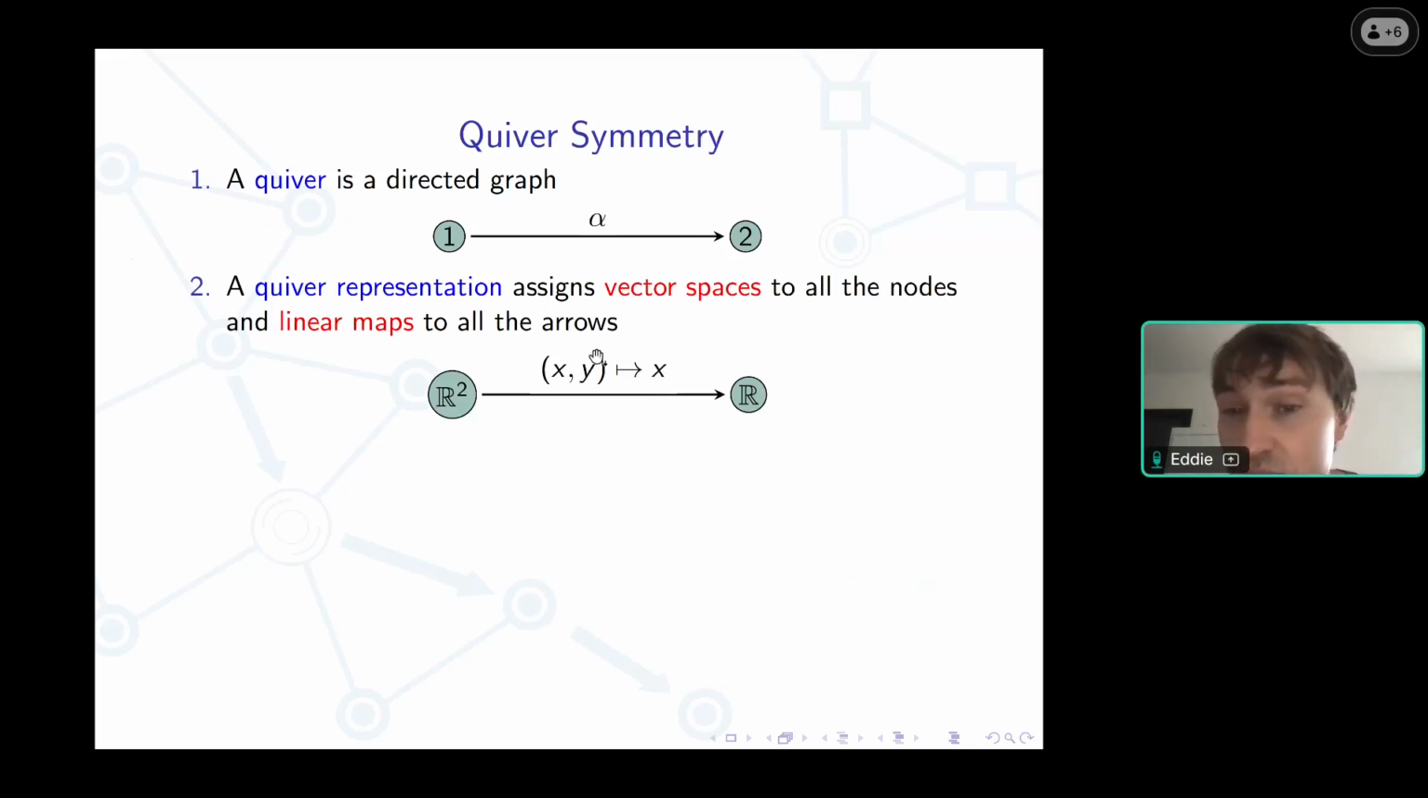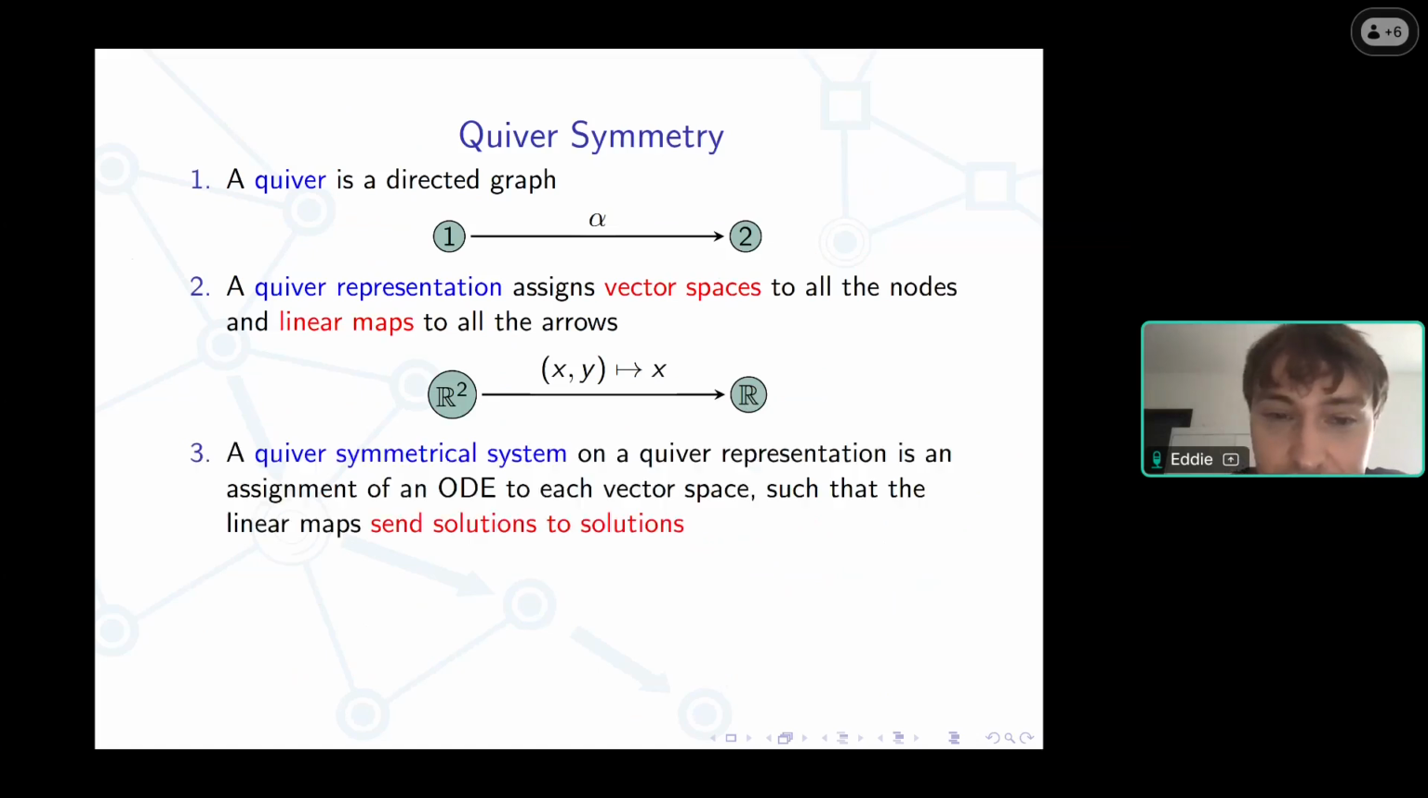There's also no notion of concatenation. If you have an arrow and another arrow, then if you follow them, you can concatenate the linear maps, but there is no other arrow that has to somehow correspond to that new linear map. So no concatenation, just domains and codomains have to add up. So that is what it is to have a quiver representation.